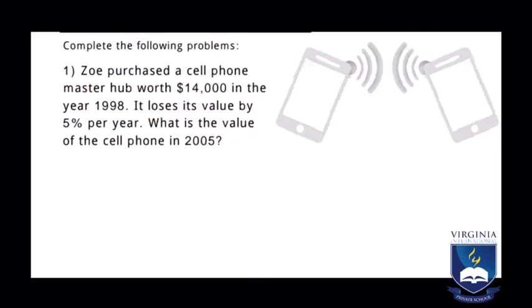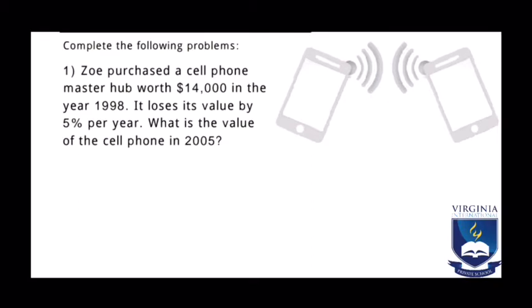In this example, we are going to be focusing on exponential decay. The question reads, Zoe purchased a cell phone Master Hub worth $14,000 in the year 1998. It loses its value by 5% per year. What is the value of the cell phone in 2005?